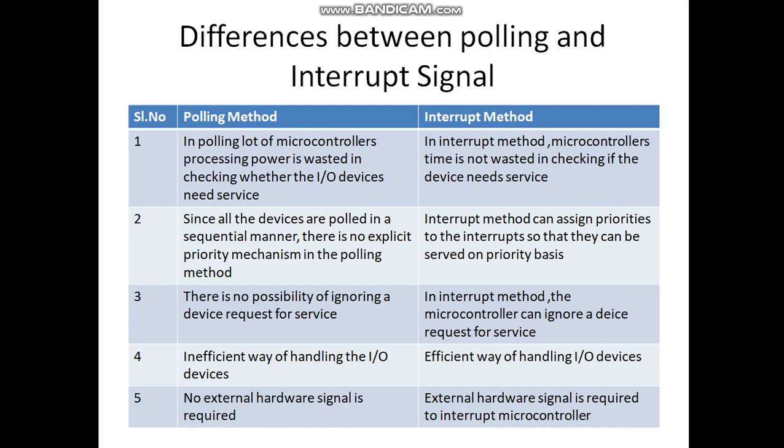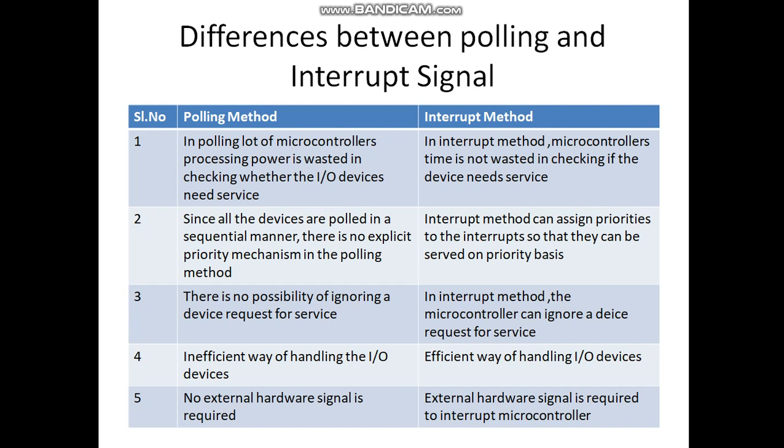Polling is an inefficient way of handling the input-output devices. As masking is not there and priorities cannot be assigned, much of the time is wasted. So we say that it is an inefficient way of handling the device, whereas interrupt is an efficient way of handling the input-output devices. In the case of polling, no external hardware signal is required because device after device gets monitored, whereas in the case of an interrupt, an external hardware signal is required to interrupt the microcontroller.